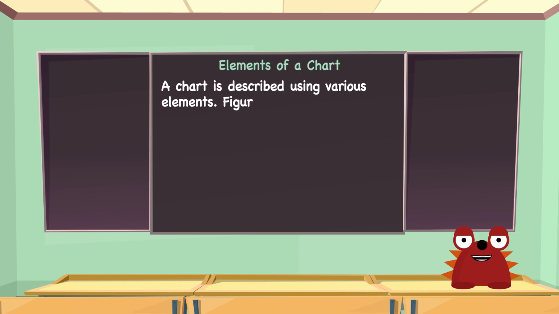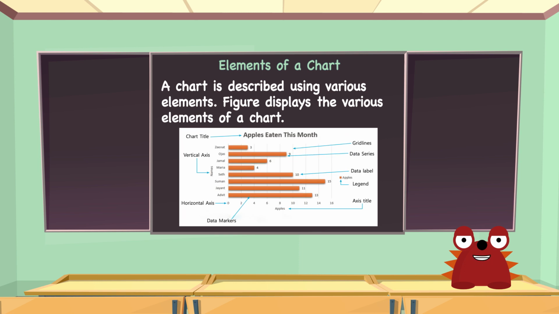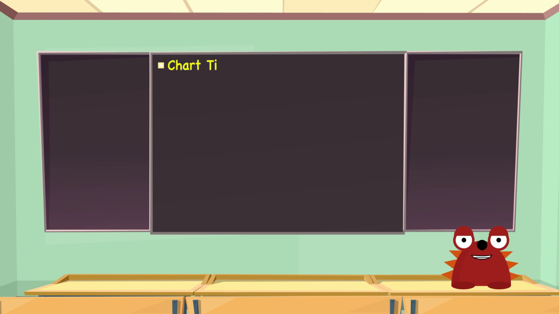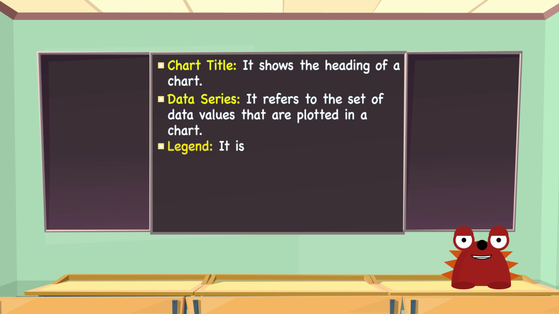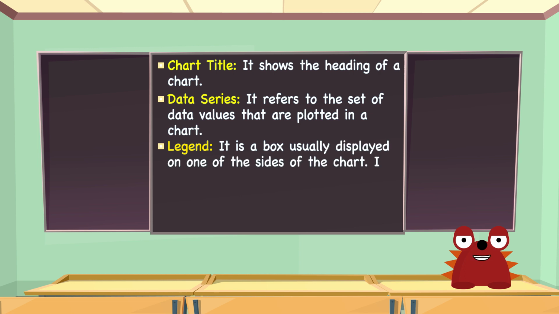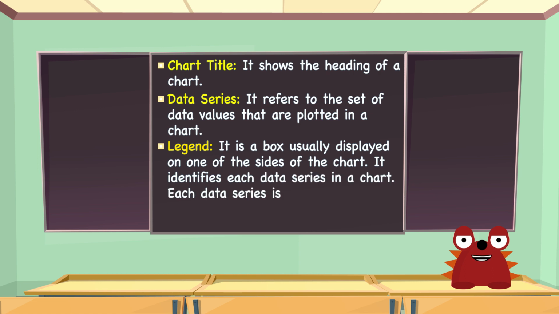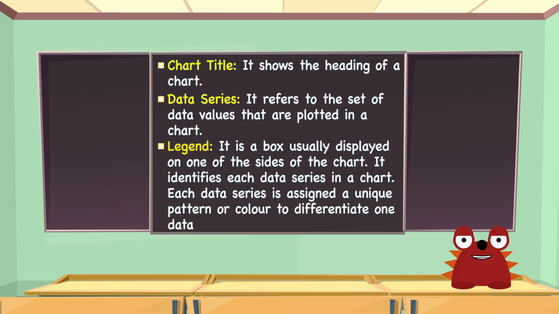A chart is described using various elements. Here they are in our last example. The chart title shows the heading of a chart. Data series refer to the set of data values that are plotted in a chart. Legend is a box usually displayed on one of the sides of the chart. It identifies each data series in a chart. Each data series is assigned a unique pattern or color to differentiate one data series from another.